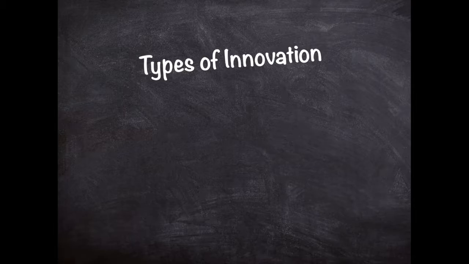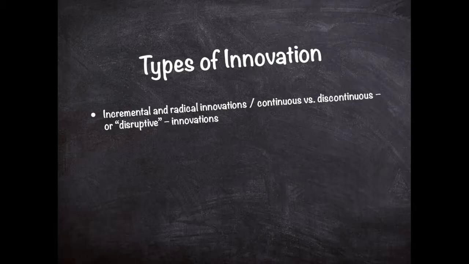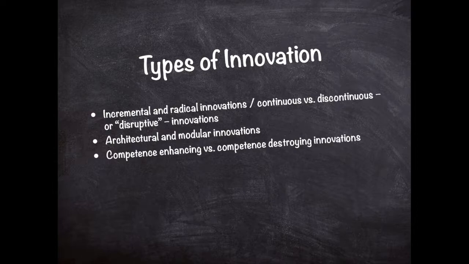Schilling also mentions a bunch of different types of innovation. Incremental and radical innovations, which can also be called continuous versus discontinuous or disruptive innovations. Architecture and modular innovations. Competence enhancing and competence destroying innovations. Product and process innovation. I want you all to learn these different kinds of innovation, learn what they are about. And I will go through them here, but you can also read about them in the book.